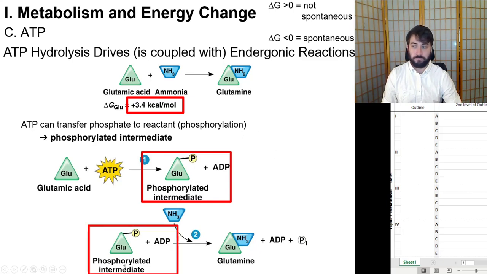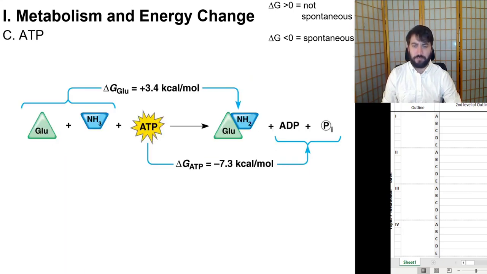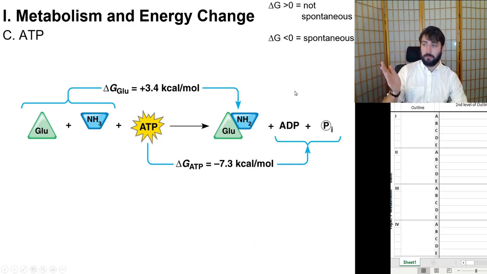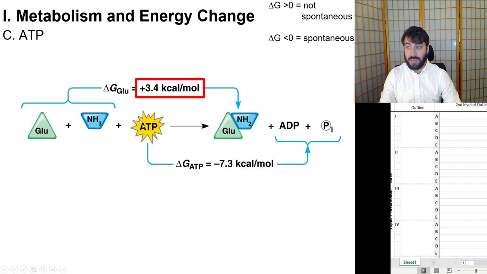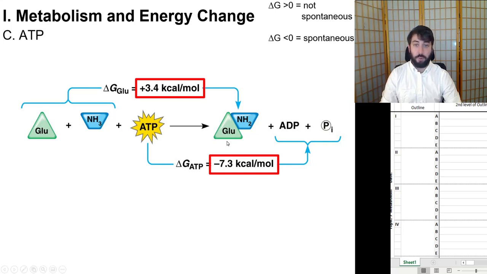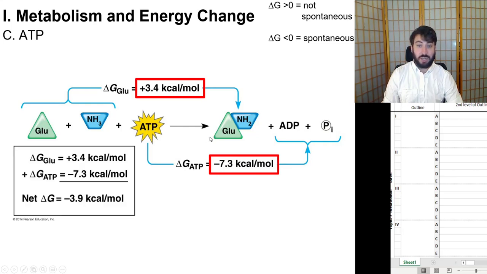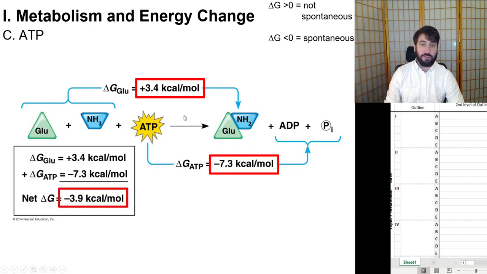Cool. Okay, so let's break this down a little bit further. Adding the ammonia to glutamic acid has a positive delta G, while breaking the ATP into ADP and inorganic phosphate has a negative delta G. So if we do some math here, with both of the coupled reactions together, we find that this whole reaction is actually negative delta G. So it can actually be done. Great. Wonderful. Okay.